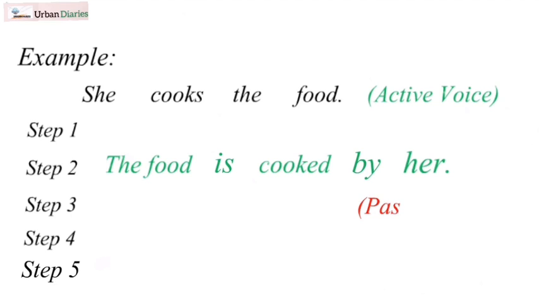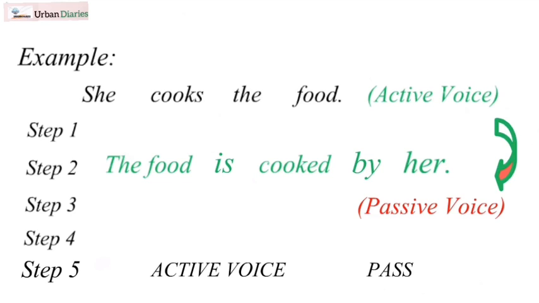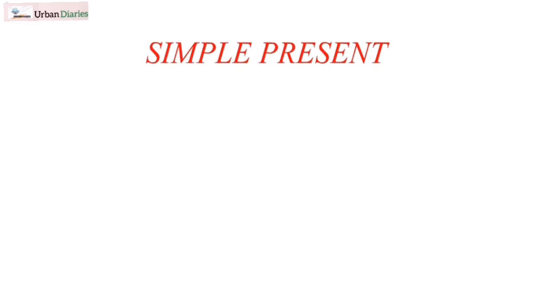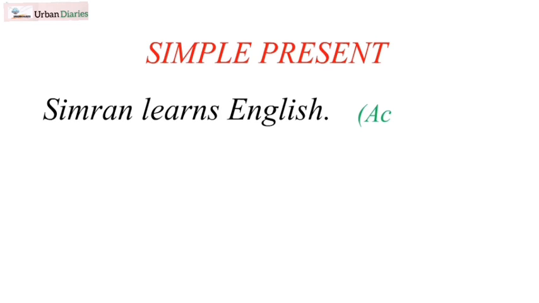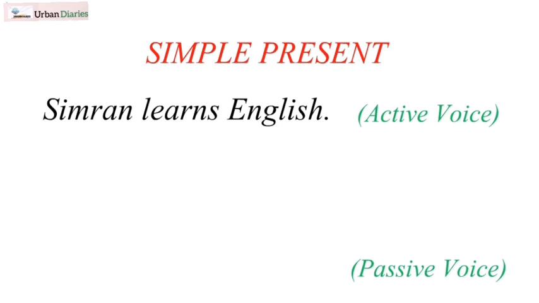Well done guys, you're all trained now, since you know all the important rules and steps to change an active voice into a passive voice. Now let's look at each tense one by one and understand how you can change or transform them from active to passive voice. Let's take one more sentence in simple present tense. Simran learns English. It's an active voice, and to change it into passive voice, we'll follow the same 5 steps.